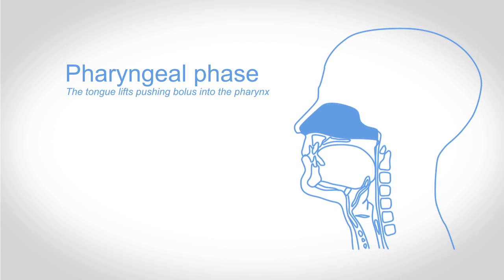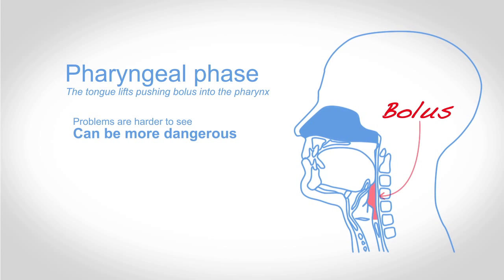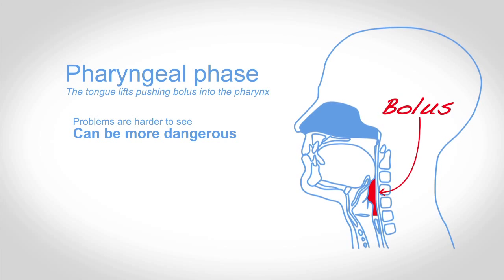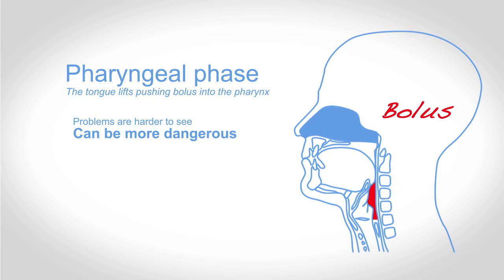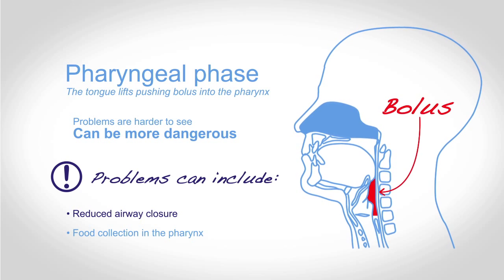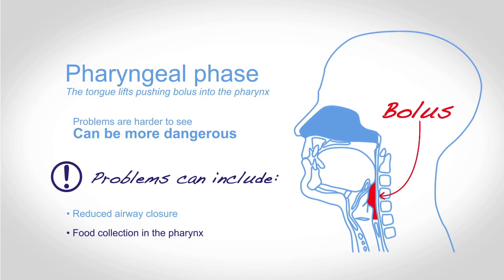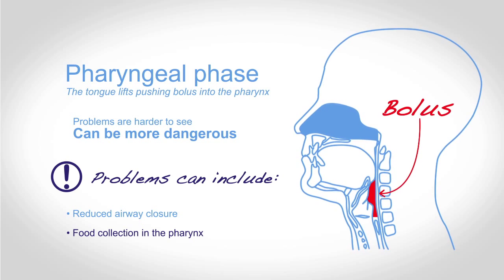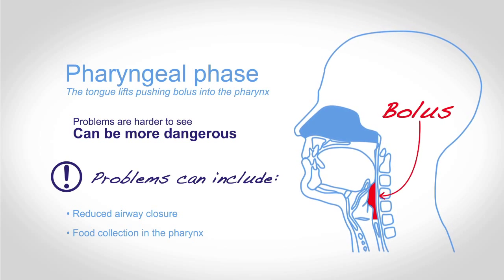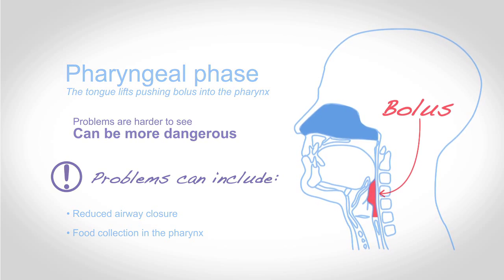The pharyngeal phase begins when the back of the tongue lifts to push the bolus into the pharynx. In this phase, the airway needs to be closed to stop any food or drink going into the airway. Problems in this phase include reduced airway closure and/or food or drink collecting in the pharynx after the swallow is complete. Problems in this phase are harder to see, but can also be more dangerous.